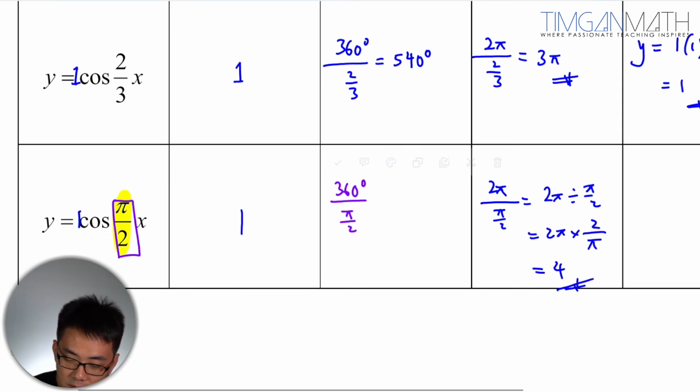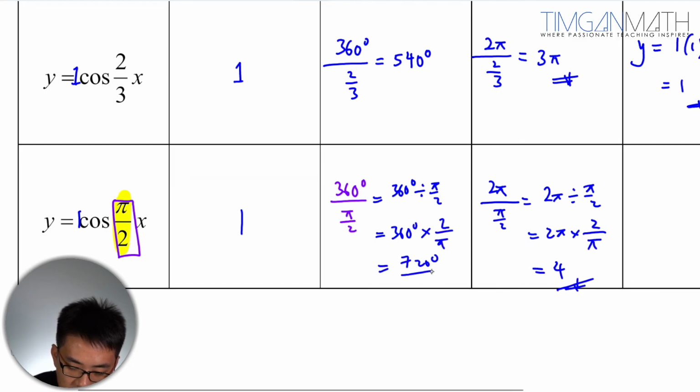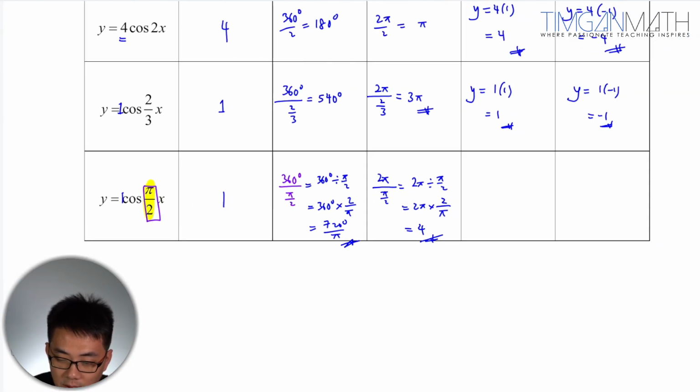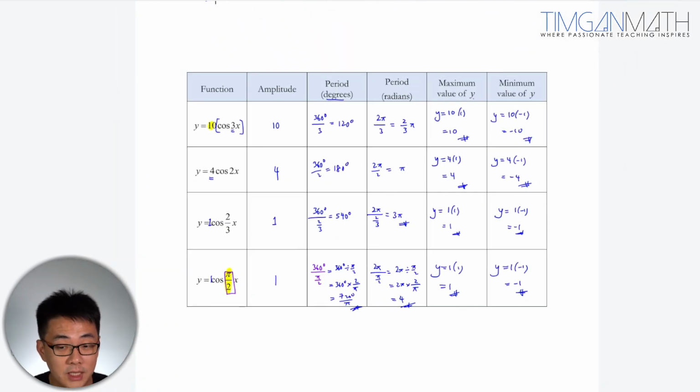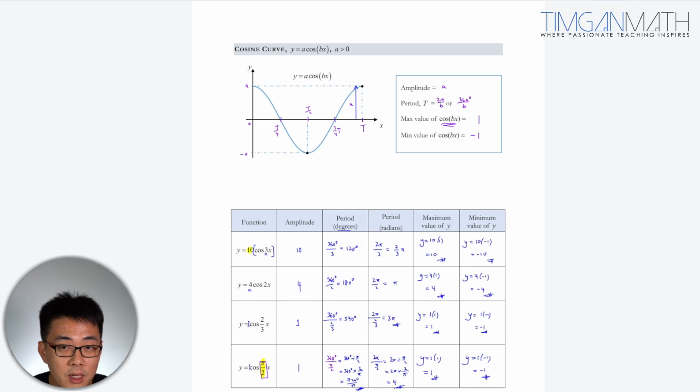Similarly with this one here, this is 360 divided by pi over 2, which is 360 multiplied by 2 over pi, and this will be 720 divided by pi. So this is algebra, just take note of that. The maximum value is 1 multiplied by 1. This is 1 in front, so this is 1. And the minimum will be 1 multiplied by -1, that will be -1 here. So just take note of that. Anyway, we will try and apply this concept for the subsequent questions. Let's look at the subsequent part.